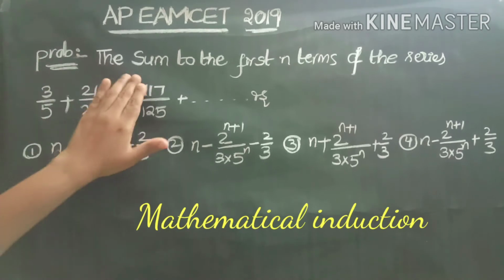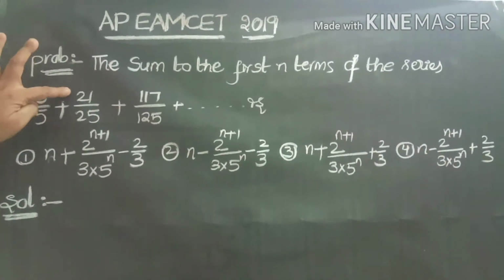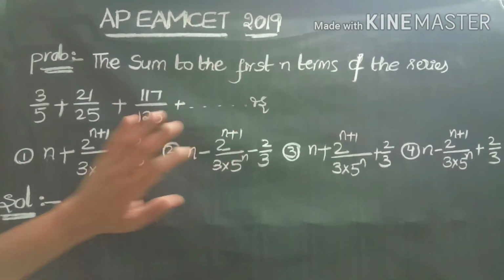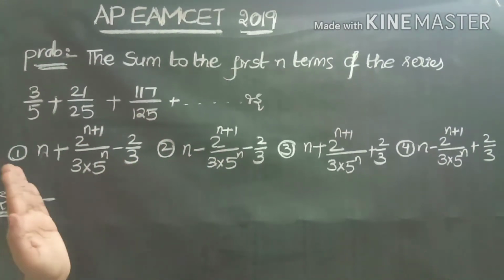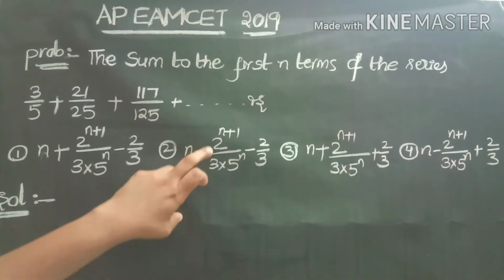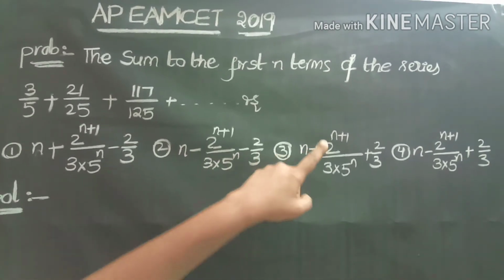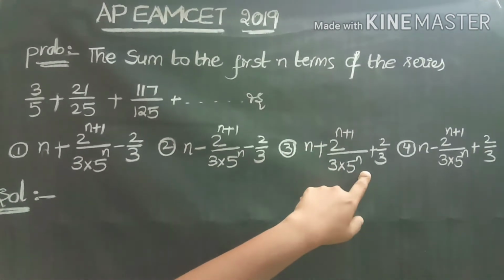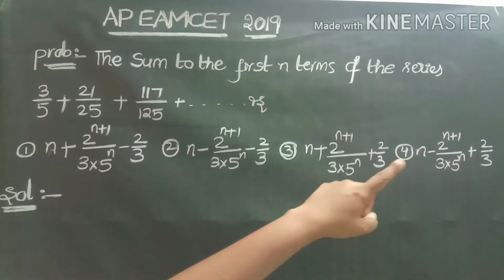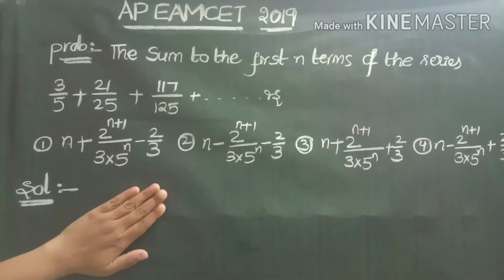Next problem: the sum to the first n terms of the series 3/5 + 21/25 + 117/125 and so on is. Options are: one, n + 2^(n+1)/3 into 5^n minus 2/3; n - 2^(n+1)/3 into 5^n minus 2/3; n + 2^(n+1)/3 into 5^n plus 2/3; and the last option is n - 2^(n+1)/3 into 5^n plus 2/3. Now here we solve this problem by the verification method.